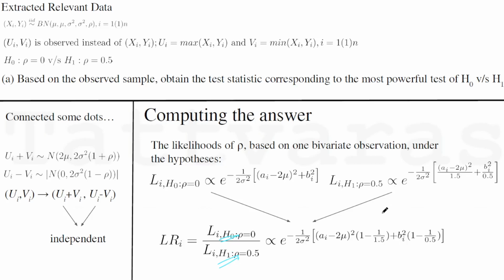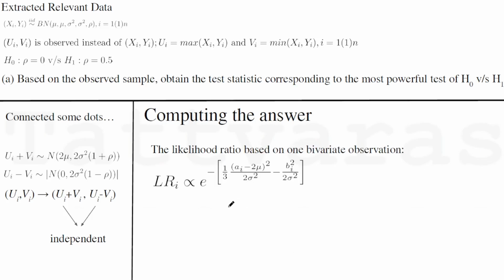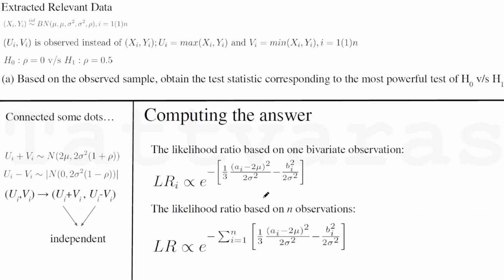The ratio simplifies in proportion to this. Okay, so that was one observation, right? But we want our test to be based on all observations. So what do we do? Take the complete likelihood. And that is going to be the product of individual likelihoods, LR1 all the way multiplied up to LRN.